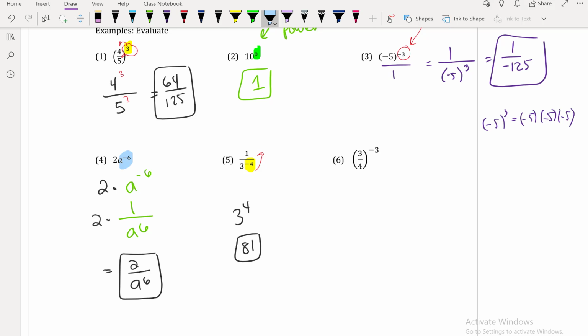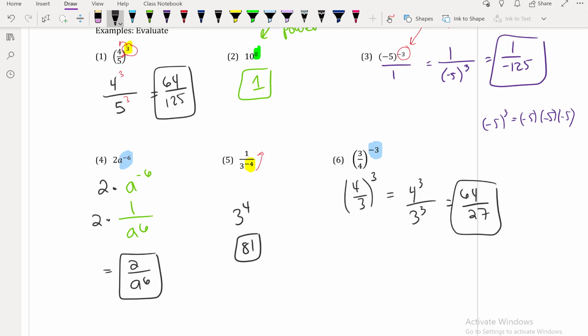And now for the next one, I have a negative 3. So what I can do is I can say I'm going to flip it. So it's going to be 4 over 3 to the positive 3rd power. So now I have 4 to the 3rd and 3 to the 3rd. So 4 to the 3rd power is 64. And 3 to the 3rd power is 27. So now I have my answer as 64 over 27 for my final answer.